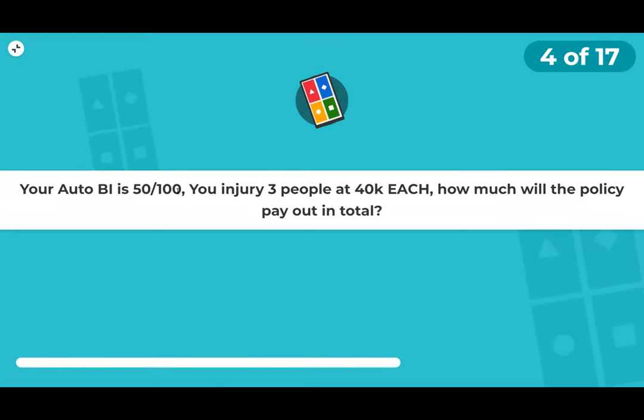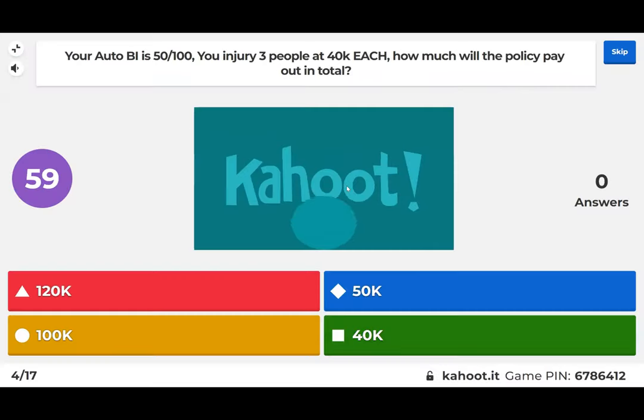Your auto bodily injury is 50/100. You injure three people at $40K each. How much will the policy pay out in total?